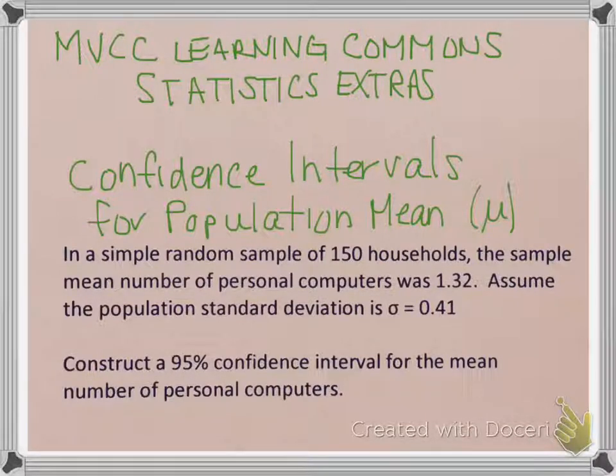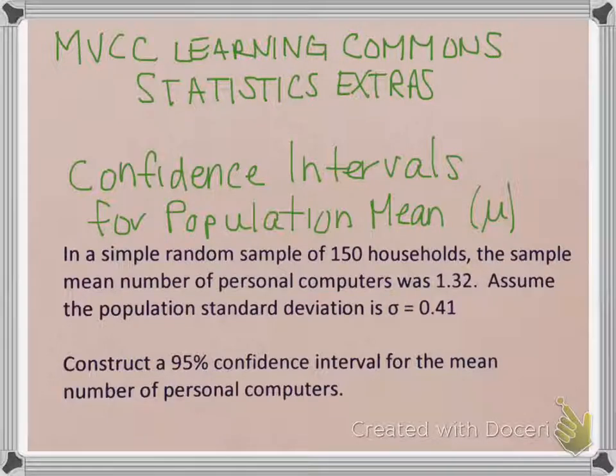Today I will be talking about confidence intervals for population means. Below we have a sample question, and it states, in a simple random sample of 150 households, the sample mean number of personal computers was 1.32. Assume the population standard deviation is sigma equals 0.41. Construct a 95% confidence interval for the mean number of personal computers.